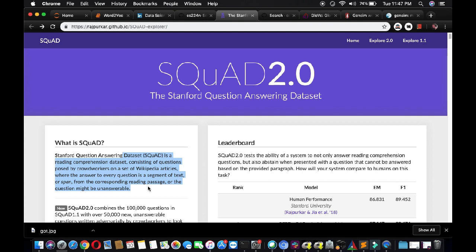It's a reading comprehension data set consisting of questions posed by crowd workers on a set of Wikipedia articles. The main point is coming now: the answer to every question is a segment of text, or span. So that answer should be present in the article, right? This is the leaderboard. They are also considering models that abstain when presented with a question that cannot be answered based on the provided paragraph. That is something we can think over in the future. But currently we are just building a question answering system. Once a question comes up, your model should be able to answer it from the paragraph if the answer is present inside that paragraph.